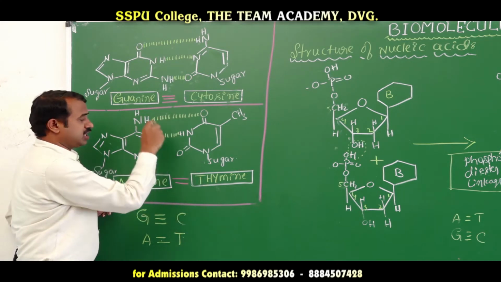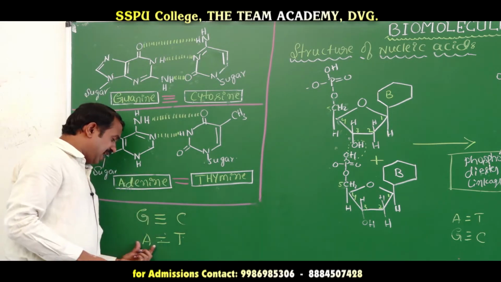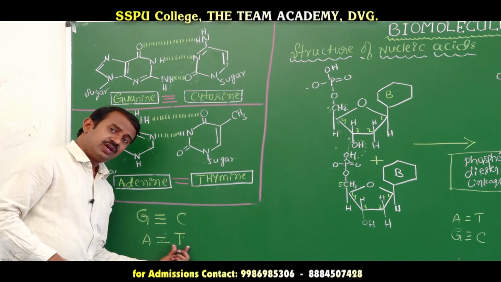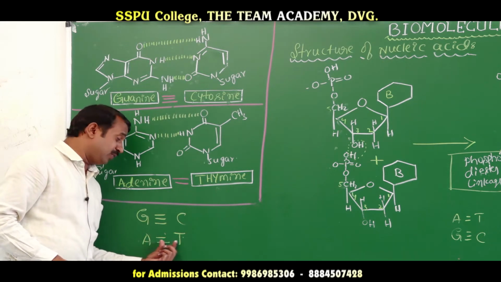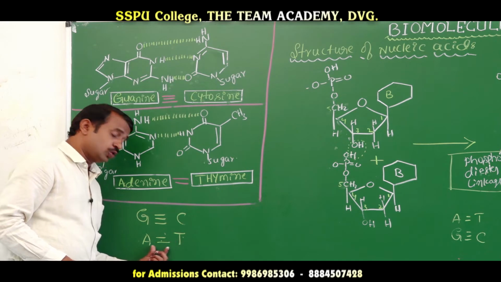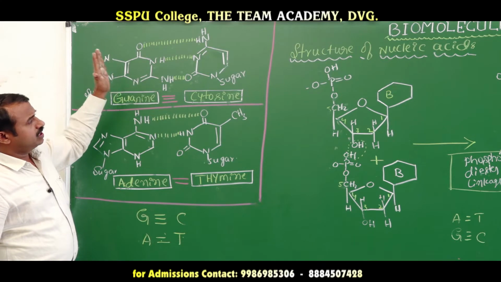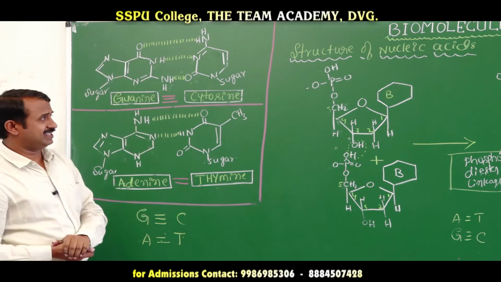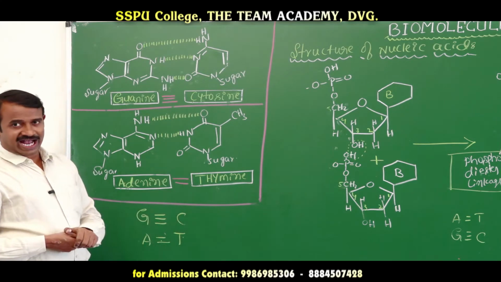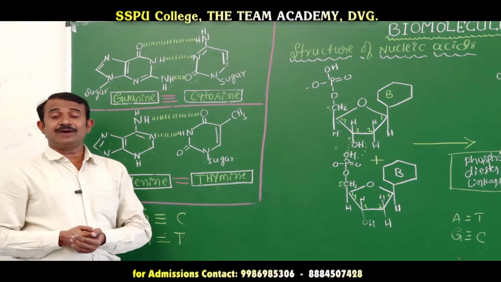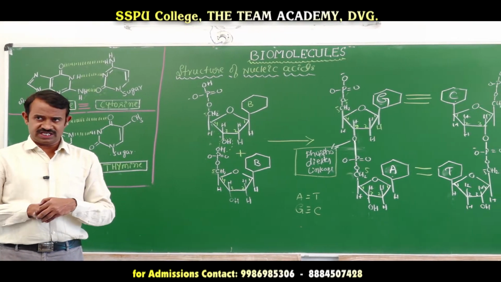Here 2 hydrogen bonds. Similarly, if you go for RNA also, instead of thymine, we have uracil. Adenine base is paired with uracil. It is also 2 intermolecular hydrogen bonds. This is very important. It is how the nucleotides are linked to form a nucleic acid. Okay, next we will go for the double helical structure of DNA, the Watson and Crick model of DNA.